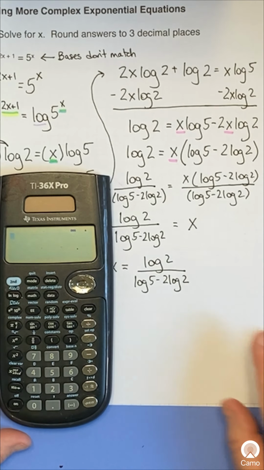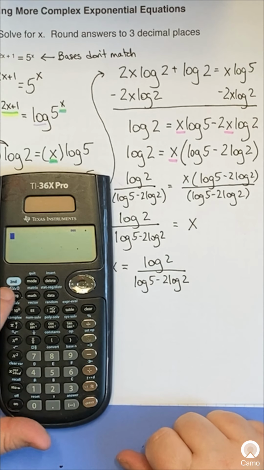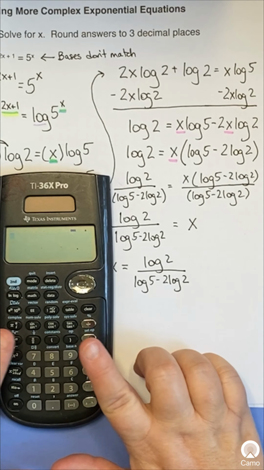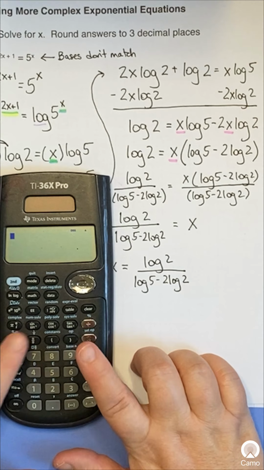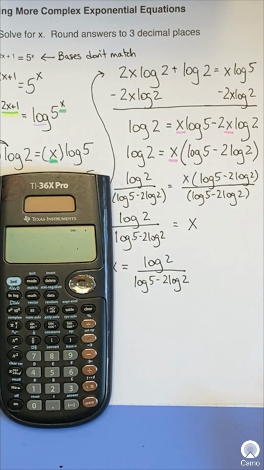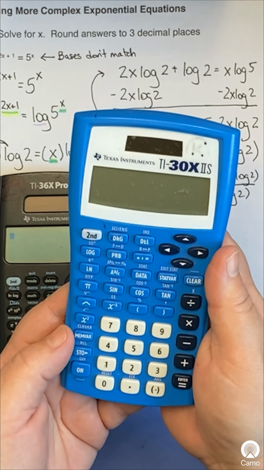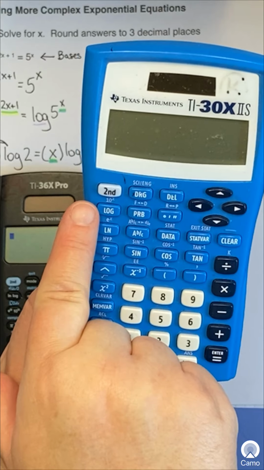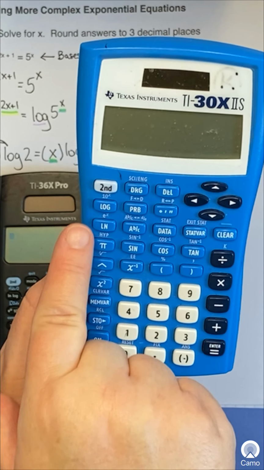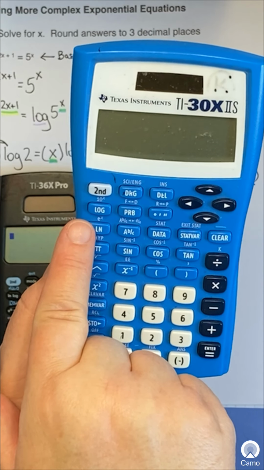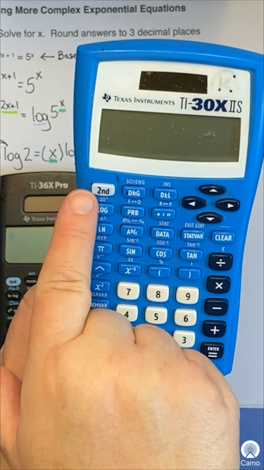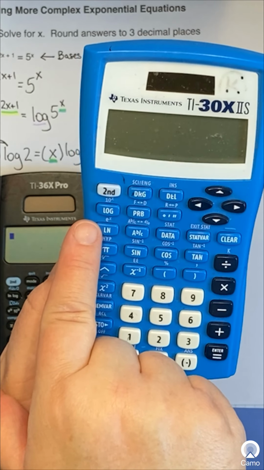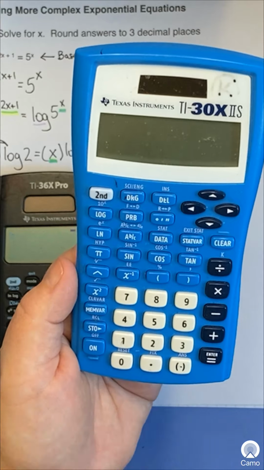Okay, so I'm going to take log. Now, I can't remember whether I've shown this class this calculator. There are a couple different kinds of calculator. Some of them have a dedicated log and a dedicated natural log. And you know this is common log because it's got the 10 to the x above it. And you know this is natural log because it's got the e to the x above it.